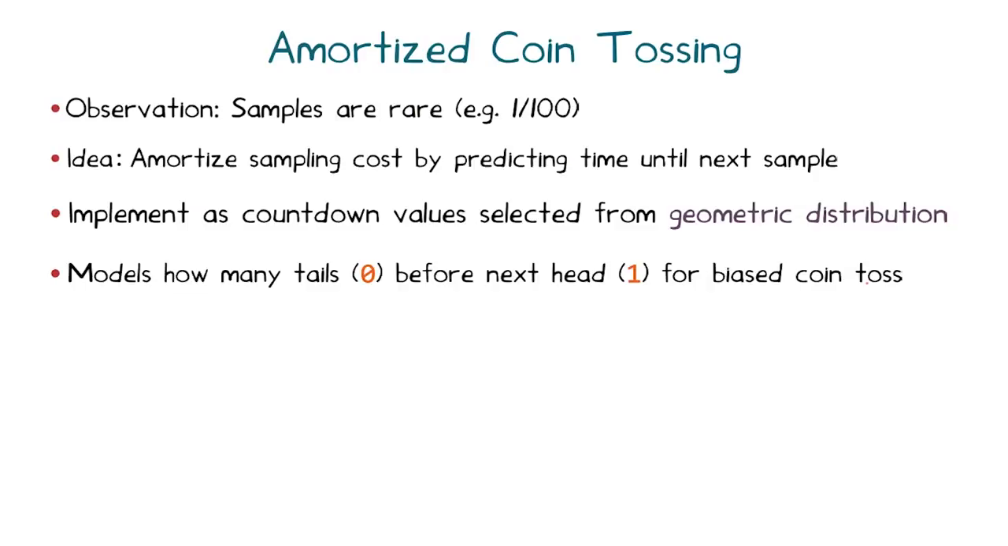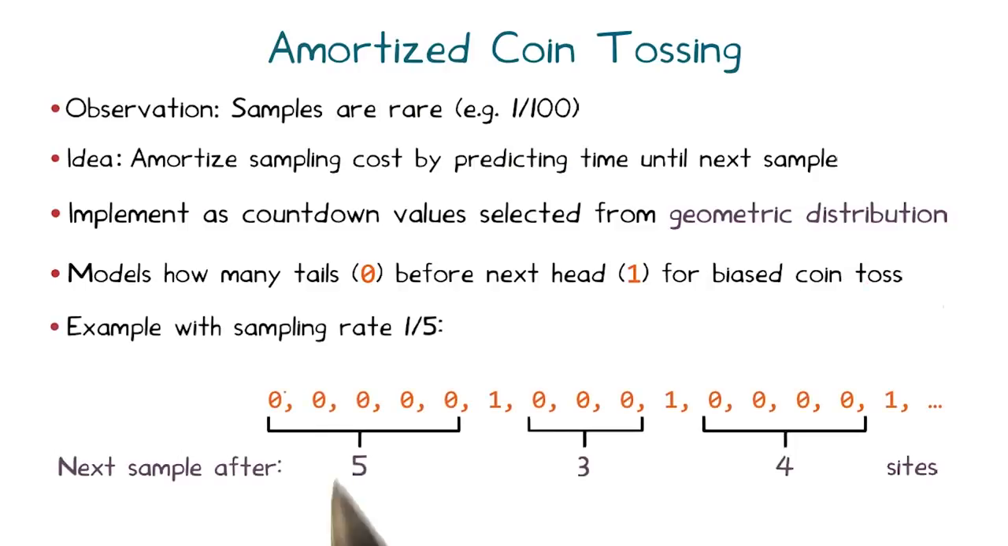For example, with a sampling rate of 1 in 5, 3 numbers drawn from the geometric distribution might be 5, 3, and 4, indicating that our first sample site will happen after skipping 5 sites, our next sample will happen after skipping 3 more sites, and our next sample will happen after skipping 4 more.